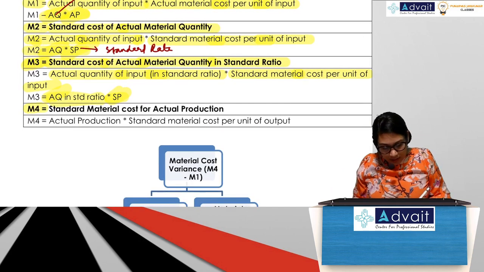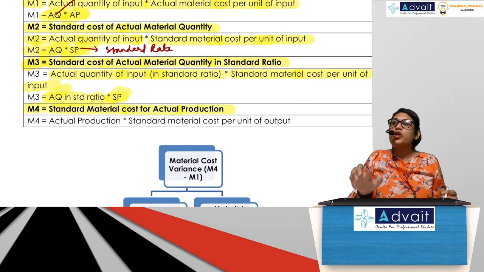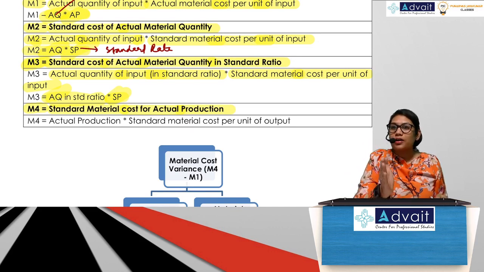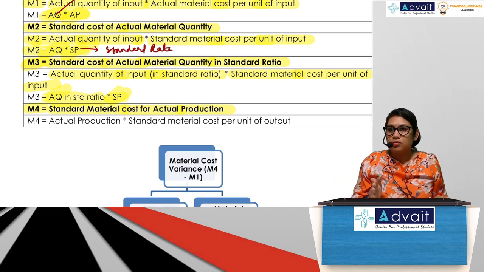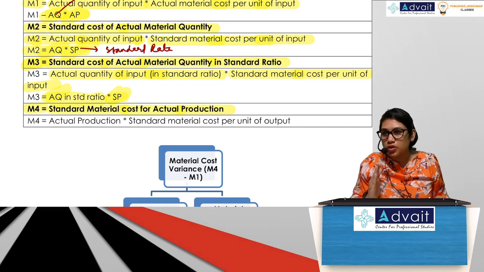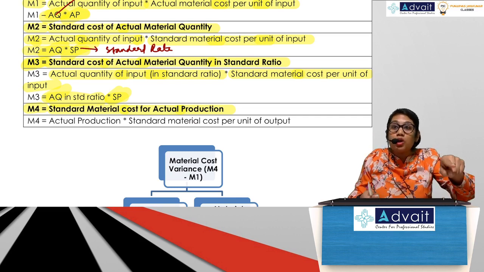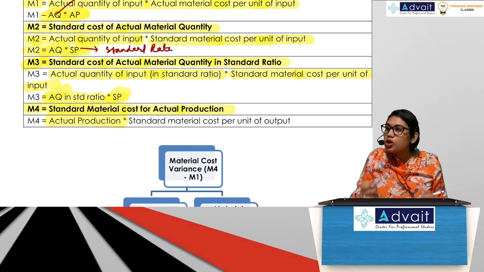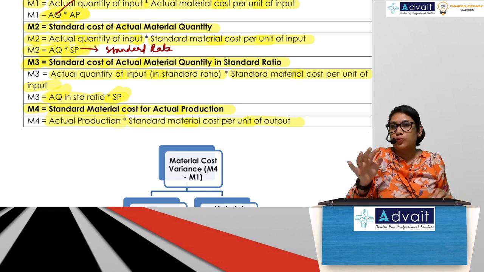M4. This is a little different. Standard material cost for actual production. So what are we going to start this with? Actual production. That is the actual number of units produced into standard material cost per unit of output, because I'm taking output here. So actual production into standard material cost per unit of output.